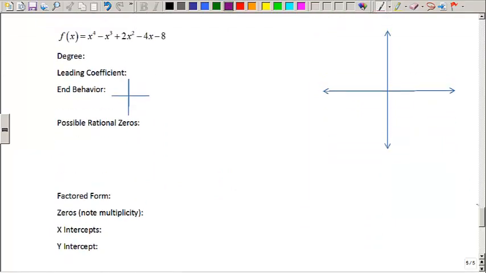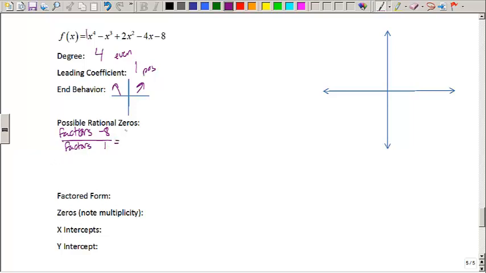One last problem for us. F of x equals x to the fourth minus x cubed plus 2x squared minus 4x minus 8. I have a degree of 4, which means I should have 4 zeros. I have a leading coefficient of 1. 4 is even, and the leading coefficient is positive, means up and up for my end behavior. This is not factored yet, so I am going to have to factor that myself. My possible rational zeros are the factors of my constant term, negative 8, over the factors of 1, which was my leading coefficient.